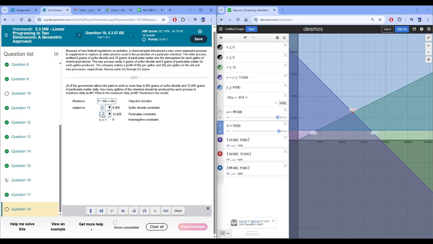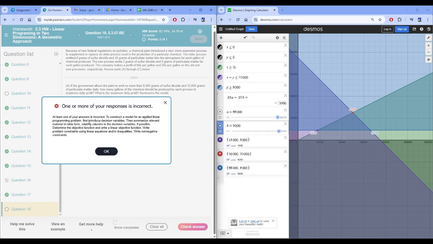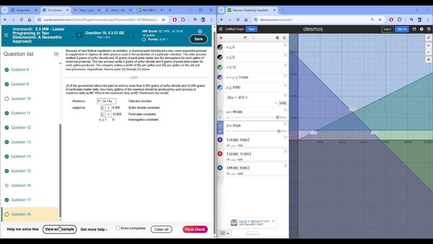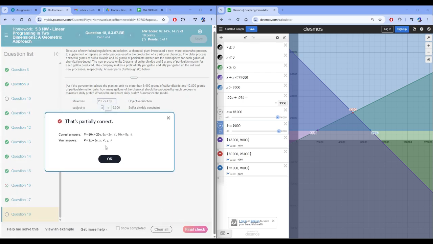X, Y. Let's see. No more than 8,000, and no more than... maximize my profit, which is equal to 60 cents per gallon and 20 cents per gallon on the old and new processes, respectively. So my profit is 2x plus 8y. What's the actual answer? I had the profit right.